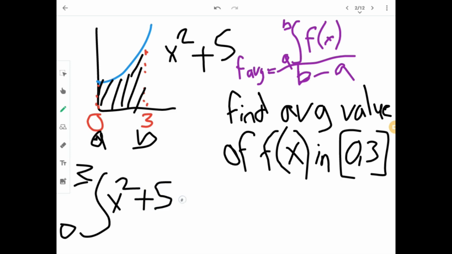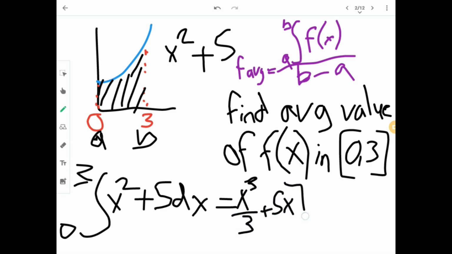So you can just enter that on your calculator, or you can solve it mentally. So it'll be x cubed over 3 plus 5x, and then this function from 0 to 3. So the answer becomes equivalent to 9 plus 15, which is 24. So 24, that's the area.